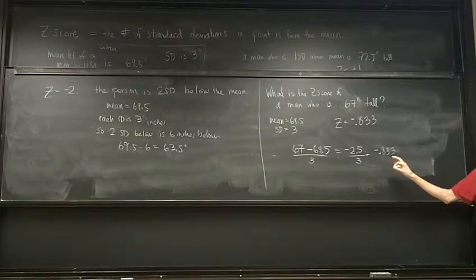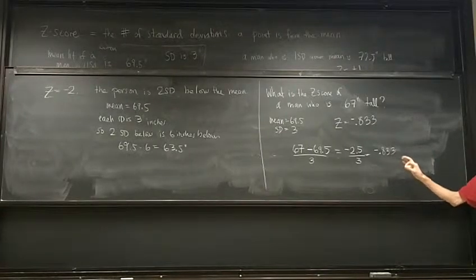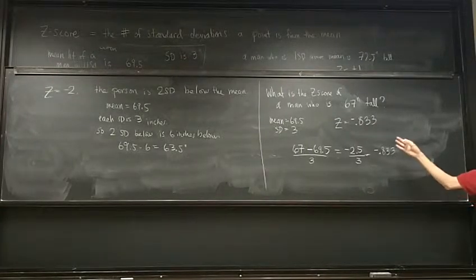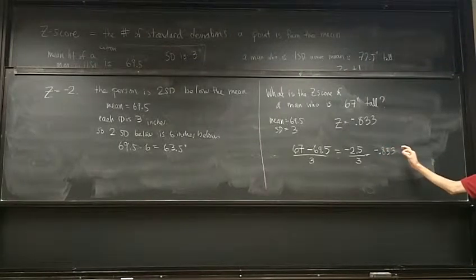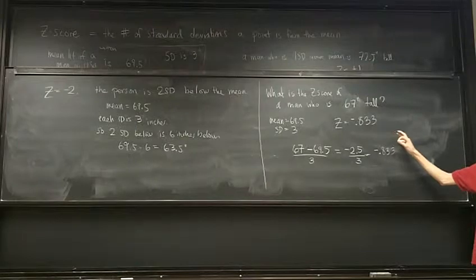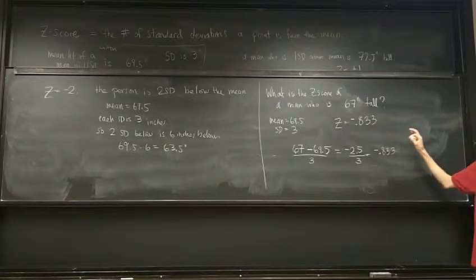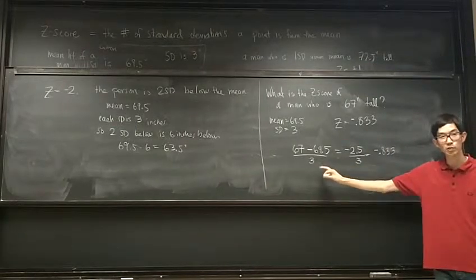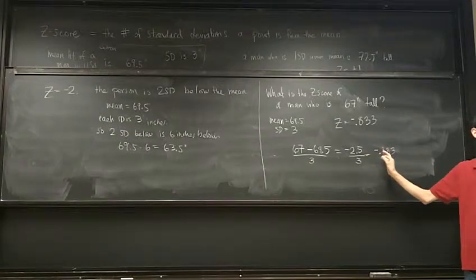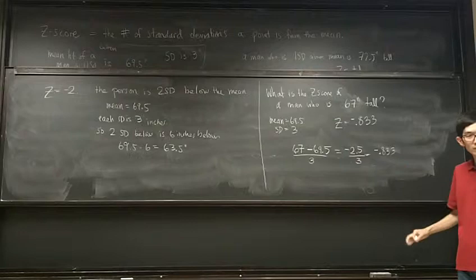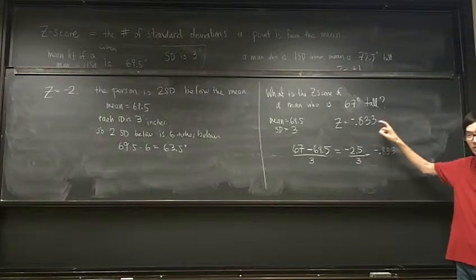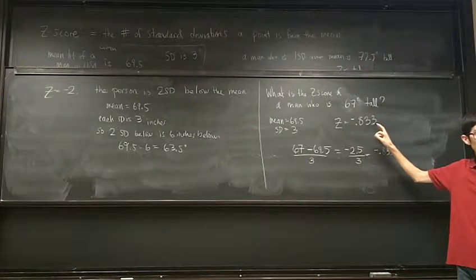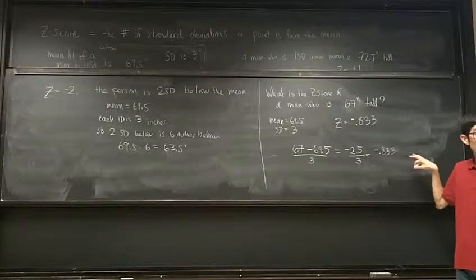If he was 1 whole standard deviation below the mean, how tall would he be? He'd be 3 inches shorter than the mean. But he's not 3 inches shorter than the mean. He's only 2.5 inches shorter than the mean. So he's not quite 1 full standard deviation below the mean. He's only 0.833 standard deviations below the mean. Does that make sense? Is there any formula that we can use? Yeah, there is a formula, but I wanted to get you guys to understand this concept first. Does this make sense?